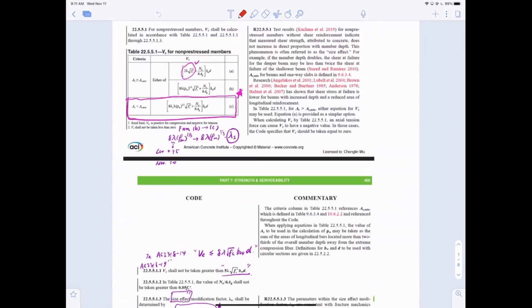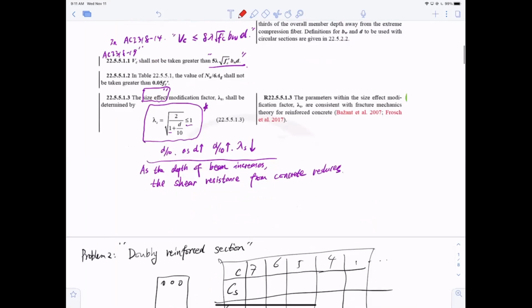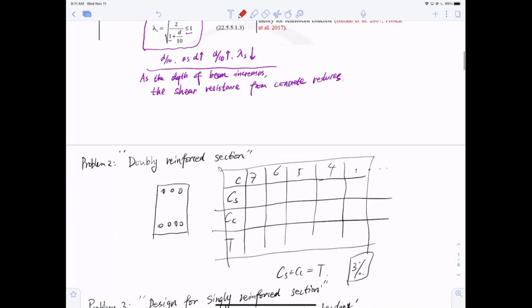When you have Av smaller than Av min, which means you do not provide any stirrups at all, you calculate Vc using this equation, which is different from 14. We will try not to involve this case in the exam. I just want to make it clear here. So that is as much difference as there is between 14 and 19.